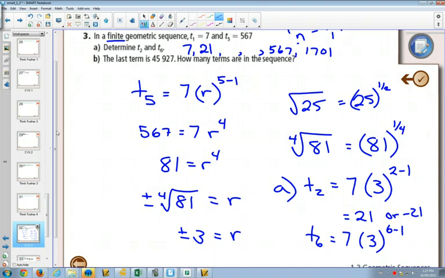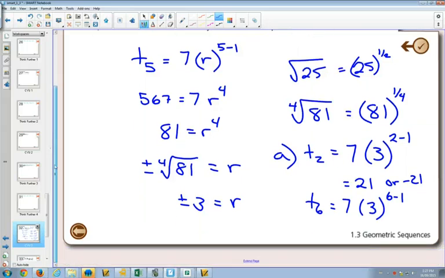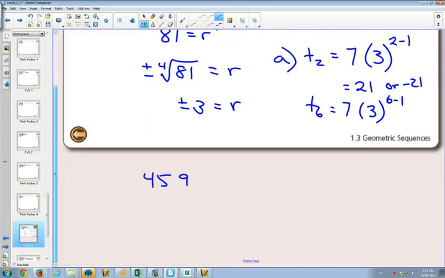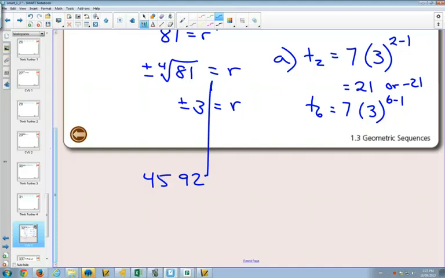Now, the last term is 45,927. Whoa. We know term 1 is 7. We know our r, and I'm just going to put in positive 3 right now. What we don't know is how many terms there are. So we know the last term, and it says how many terms. Again, just like with arithmetic sequences, whenever it says how many terms, you're going to want to find out n.